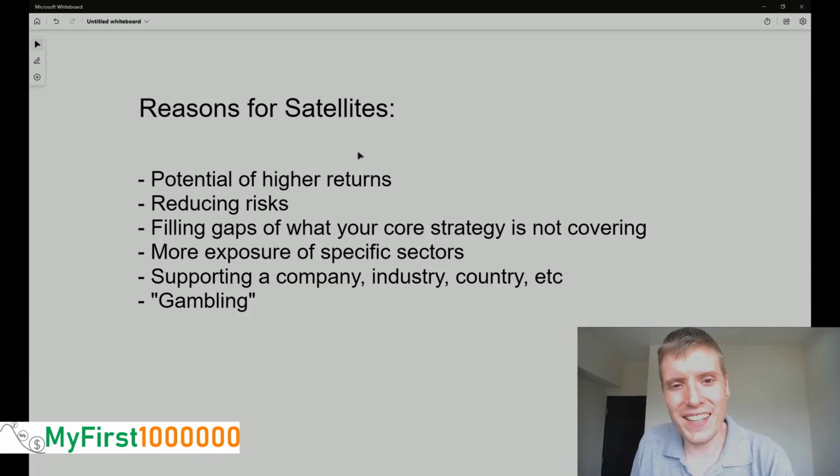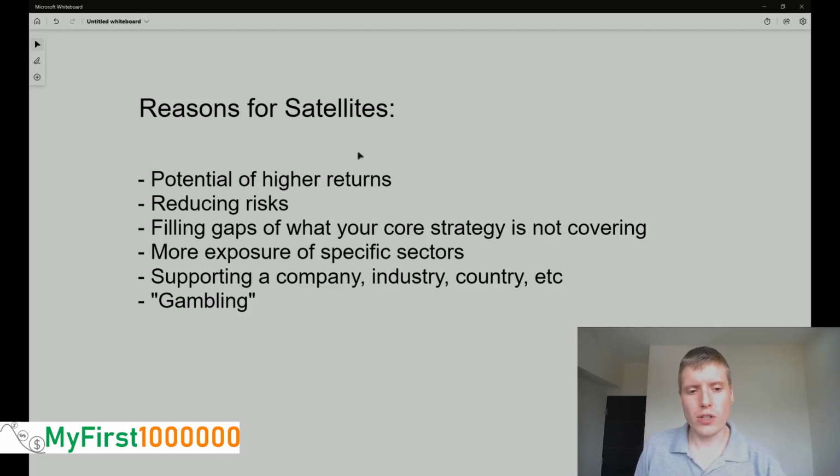This could be like if you have been investing in Amazon at early stages, or if you have been investing in AMD several years back. So this is probably the main reason why people want to build up satellites. They want to have better opportunities and potentially a better outcome than just the regular market performance.